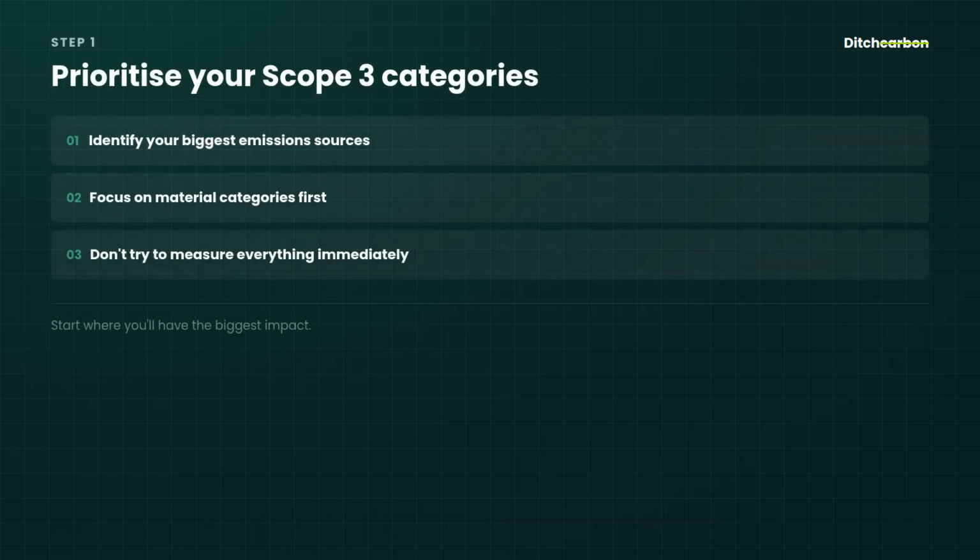Step 1 is to prioritize your Scope 3 categories. Identify where your biggest emission sources actually are and focus on those material categories first. Don't try to measure everything at once. Start where the impact will be greatest and expand from there.